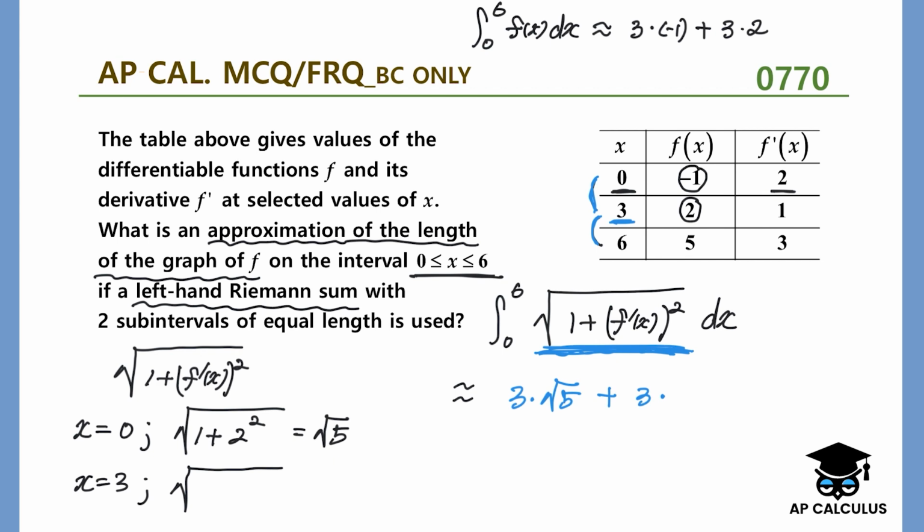So when x is equal to 3, this value is the square root of 1 plus f prime squared. When x is 3, f prime is 1, right? So 1 plus 1 squared, which is equal to square root of 2. That's our function value, right? So 3 times the square root of 2. Does that make sense? So that is equal to, if we factor, 3 times the square root of 5 plus the square root of 2. This is our answer, all right?